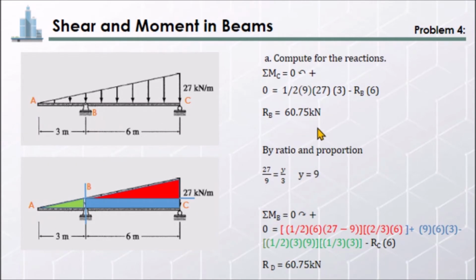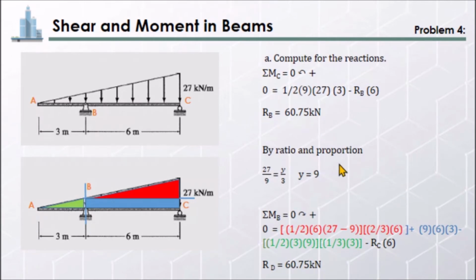So, sana nagets nito. Ulitin ko lang ha. So, area ng triangle natin, 1/2 multiplied by its base, 9 meters, multiplied by its height, 27 kilonewton per meter. So, ang moment arm niya, class, di ba pagka triangle, 1/3 mula sa pinakamataas, and then 2/3 mula sa pinakamababa. So, since C tayo manggagaling, so 1/3 ng total length niya na 9, so that is 3 meters. Okay? So, R sub B is equal to 60.75 kilonewton.